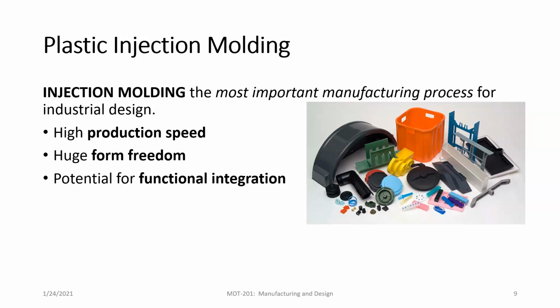You've got a wide range of materials, a wide range of applications, you can control different material properties, all that good stuff. You get a huge form freedom, potential for functional integration. That means we can integrate different things like threads. We can put metal in here. We can do different types of insert and outsert molding. And it's relatively high production speed, much higher than metal casting. All right.